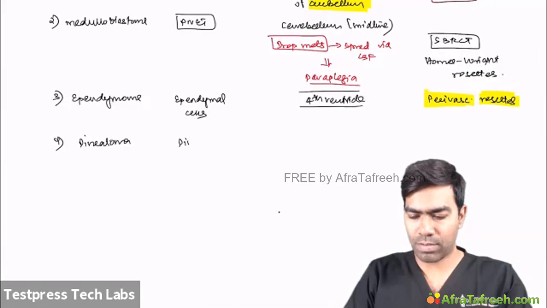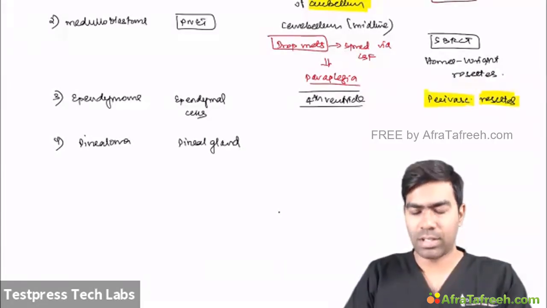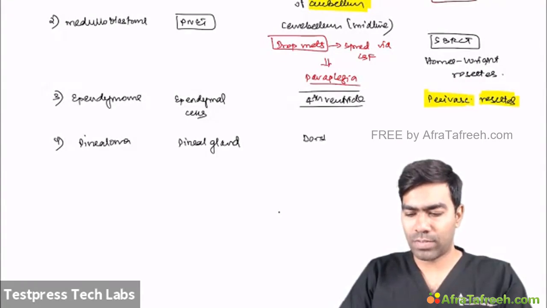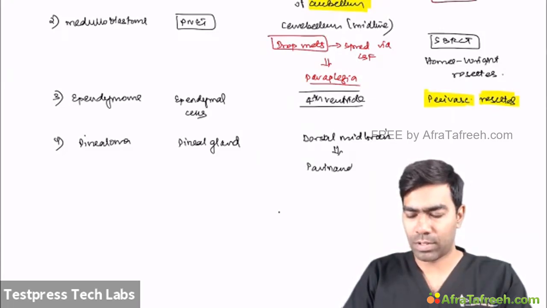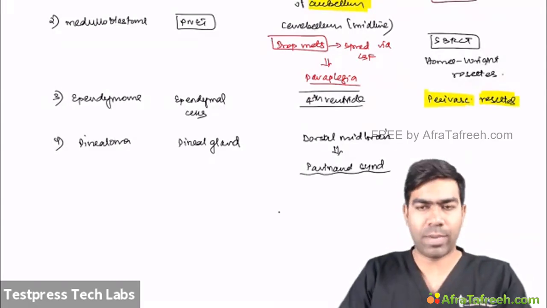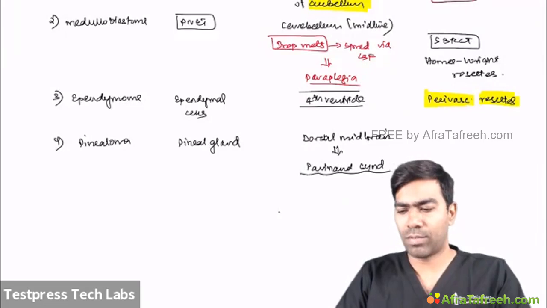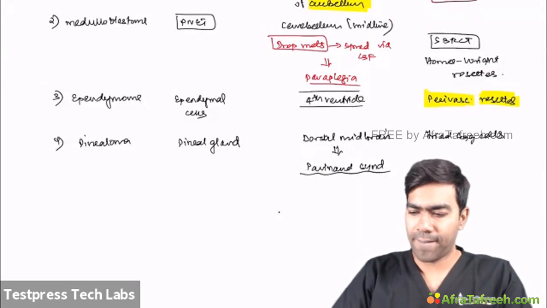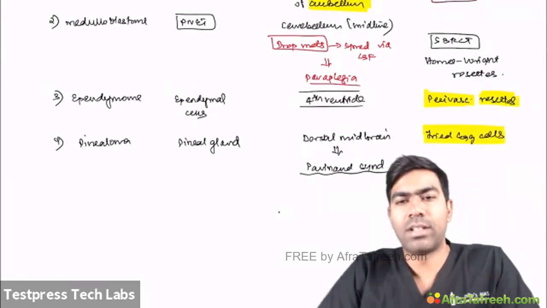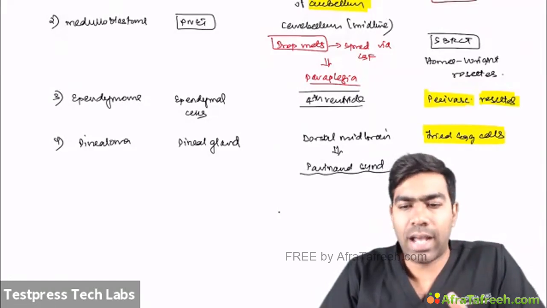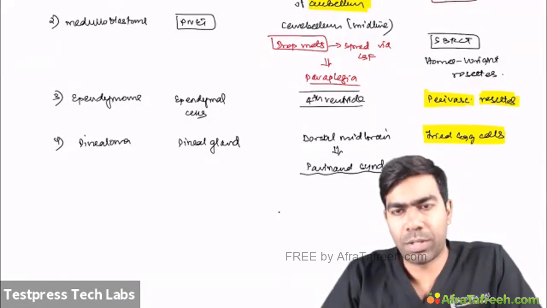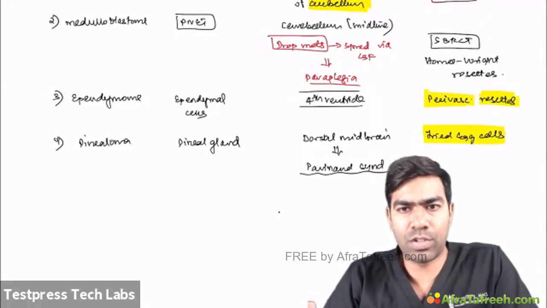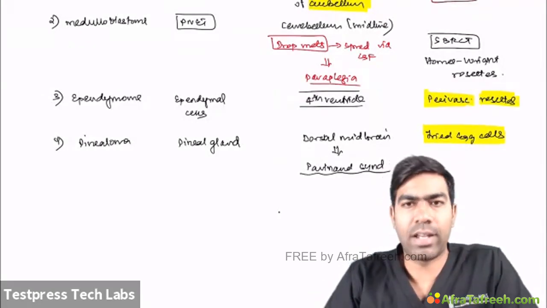Pinealoma, we know it originates from the pineal gland epithelial cells, and the location will be near the dorsal midbrain. Because they compress the dorsal midbrain, they can produce Parinaud syndrome. The clinical features may be very similar to Parinaud syndrome, which I have discussed already. One of the important histological features is the presence of fried egg cells in this tumor. These are nothing but large vacuolated cells with a lymphoid stroma. That is what we refer to as a fried egg cell.